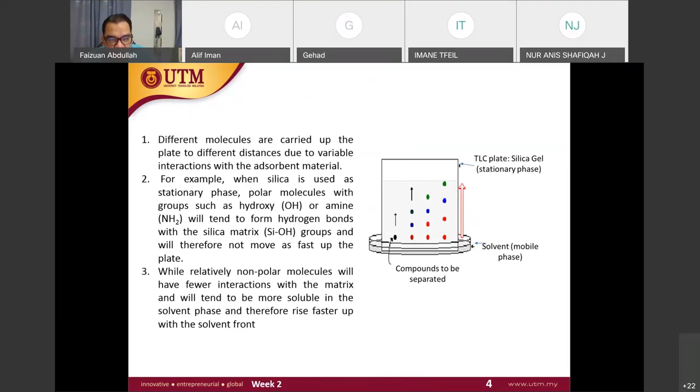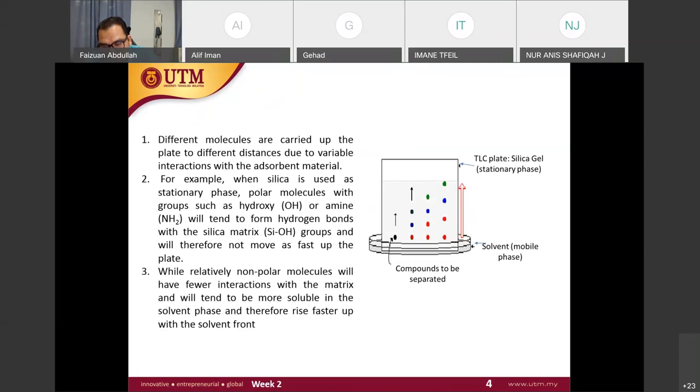For example, when silica is used as a stationary phase, polar molecules, you remember polar, the molecules that have charge, for example a hydroxy group or amine NH2, will tend to form hydrogen bonds with the silica matrix SiOH groups and will therefore not move as fast on the plate. Because our compound is polar, it will favor, polar loves polar, so it will be attracted to the stationary phase. It will make the compound move slower than the other compounds which are not polar.